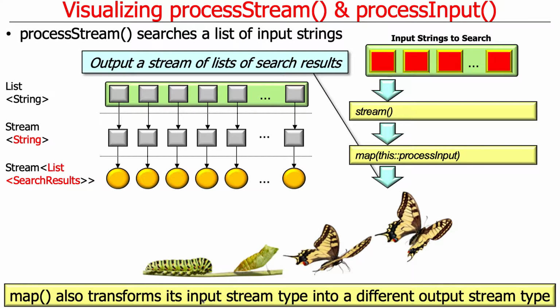Now, that output is then obviously going to have a different type. So you can see how, in this case, the processInput method used by map transformed the type of its input stream into a different type for the output stream. And that's one of the things map is capable of doing. It makes those conversions.